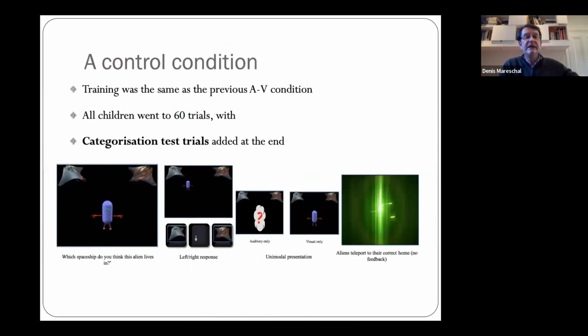So we then ran a second study, where I'm going to skip through it. It's basically exactly the same thing, except that at the end we provided the children with aliens in which they could use only visual or only auditory information. This allowed us to assess, in the AV condition, whether they had somehow combined the two sources of information into a single representation, or whether they were in fact attending to only vision or only audio information.